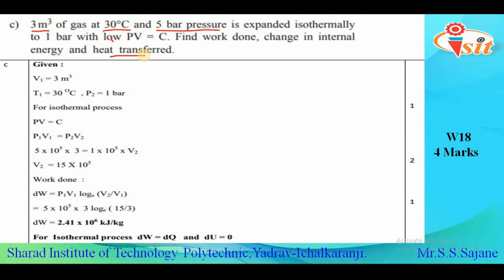So first of all we will note down the given data. They have given the volume V1 equal to 3 meter cube. The temperature they have given is 30 degrees Celsius. So we will need to convert it into its SI unit, that is Kelvin. And again we have pressure P1 equal to 5 bar and P2 equal to 1 bar. So again we have to convert these pressure values into SI unit, that is we multiply both P1 and P2 by 10 raised to 5. So it will be converted into Newton per meter square.